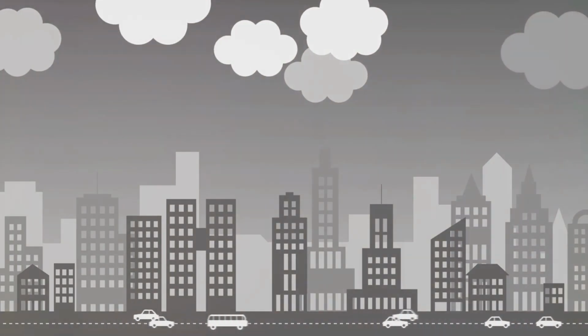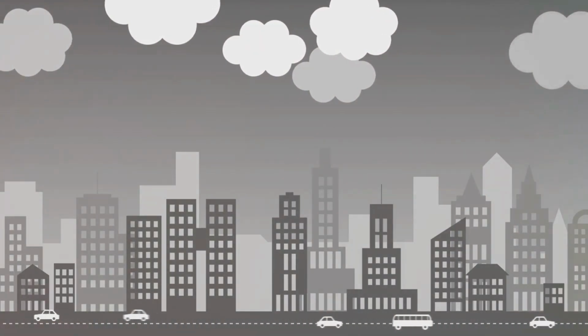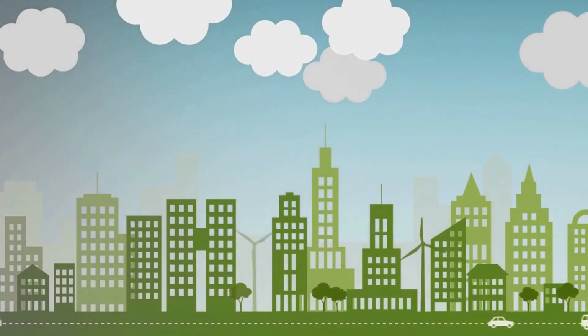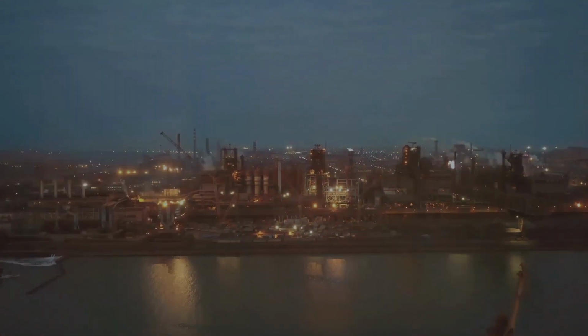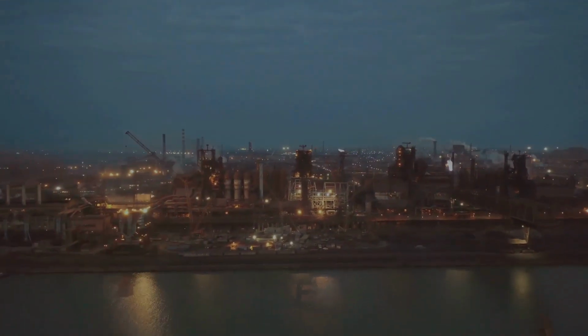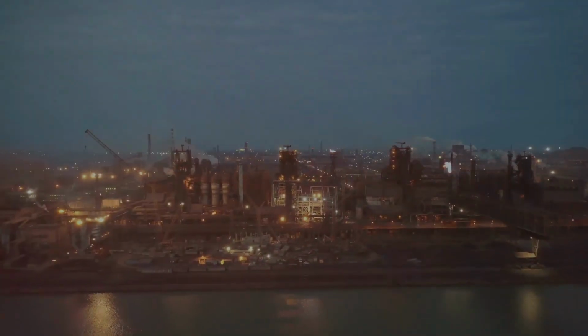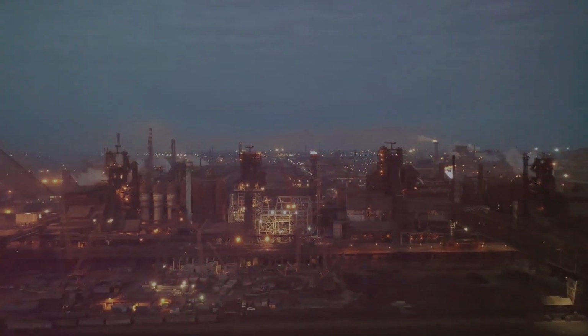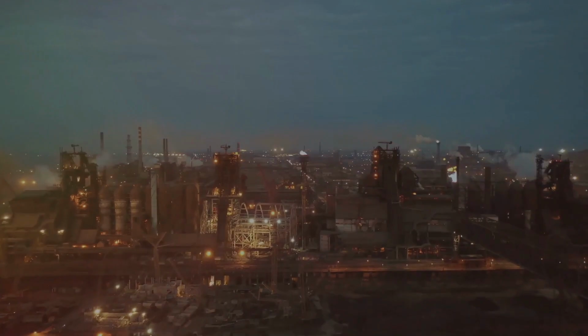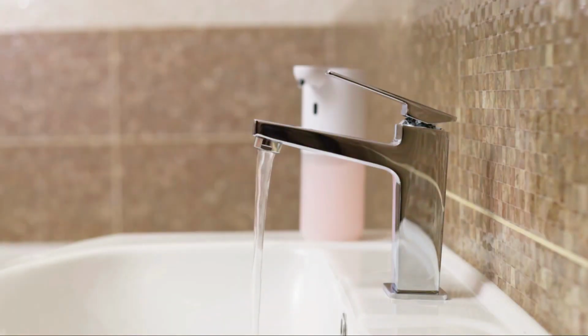Well, there are lots of ways we can help, and it all starts with the 3 R's: reduce, reuse, and recycle. By reducing the amount of waste we produce, reusing items instead of throwing them away, and recycling materials like paper, plastic, and glass, we can significantly cut down on the amount of waste that ends up in landfills and pollutes our soil and water.